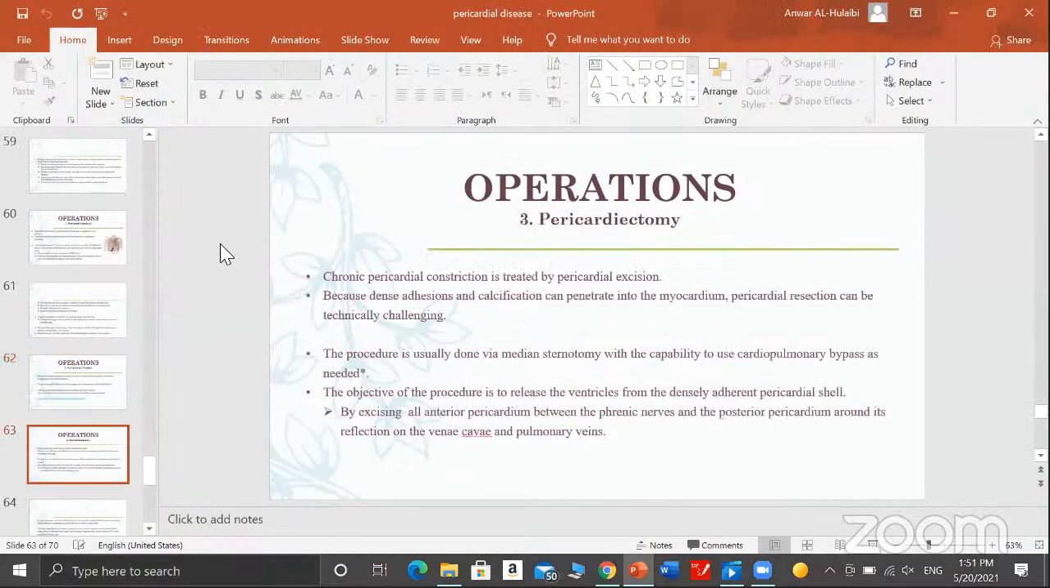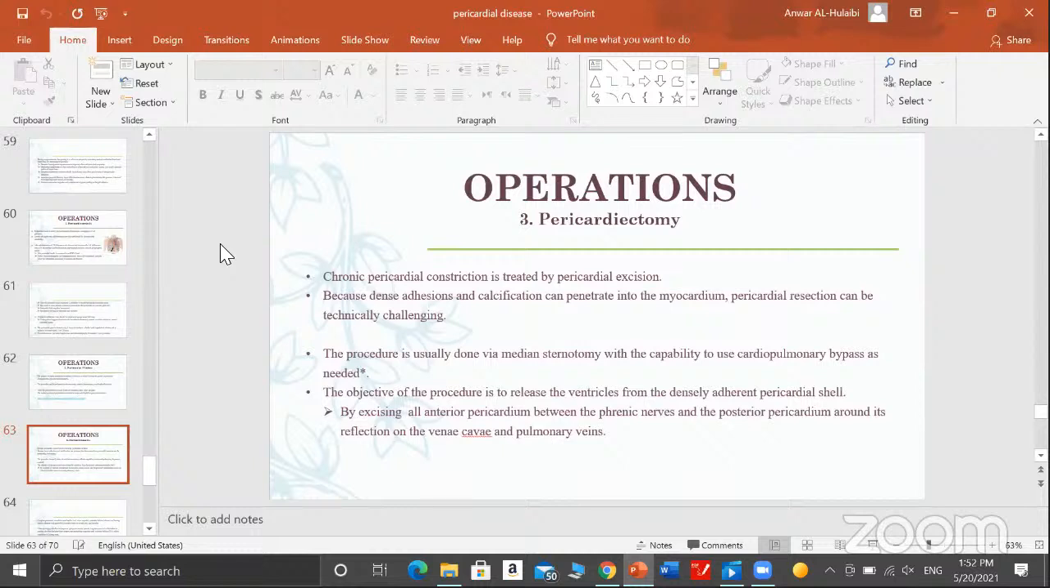Okay, not the last one, the one before the last one is the pericardiectomy. Chronic pericardial constriction is treated by pericardial excision. Because of dense adhesions and calcification which can penetrate into the myocardium, the pericardial resection can be technically challenging. The procedure is usually done via median sternotomy with the capability to use cardiopulmonary bypass as needed.